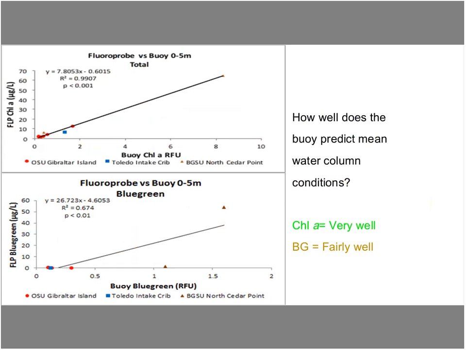sampling. So overall, how well does the buoy predict mean water column conditions? These graphs show all of the biomass averaged from 0 to 5 meters. We found a pretty high R-squared value for total chlorophyll, which is all algae together: a 0.99 R-squared and a really good p-value. The blue-green algae wasn't as good, but still fairly well, with an R-squared of 0.67.